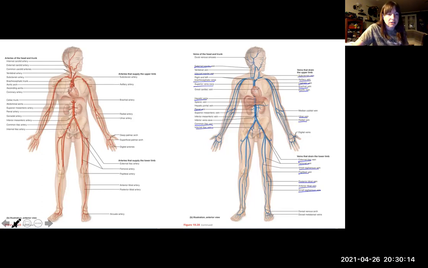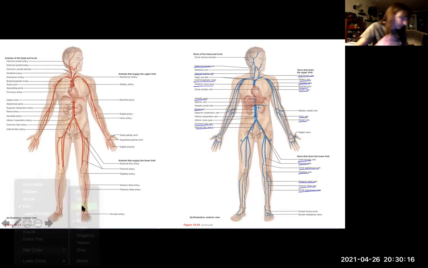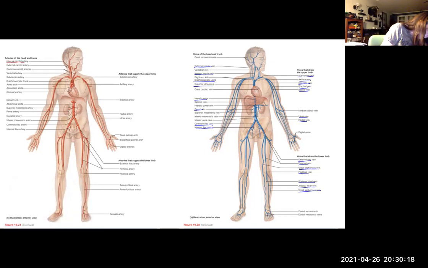And on the arterial side, internal, external carotids, common carotid, subclavian, brachiocephalic, aortic arch, celiac trunk, renal arteries, common iliac, internal iliac, external iliac, femoral, popliteal, anterior, posterior, tibial, and down the arms, subclavian, axillary, brachial, radial, all of them.